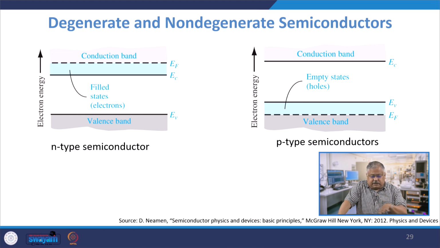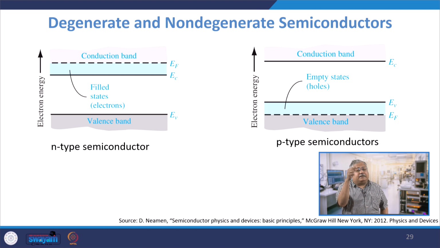Now let me just slightly deviate from that topic of cryogenics and explain to you what is a degenerate and a non-degenerate semiconductor, right. Now if your Fermi level has actually entered inside the conduction band edge. So what was the definition of the Fermi level? That all the states below the Fermi level will be fully filled up.